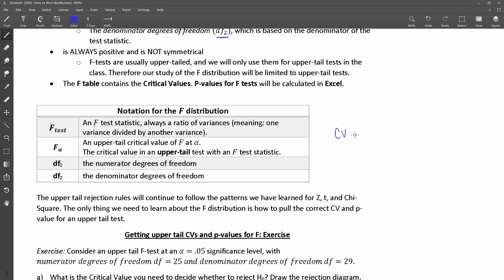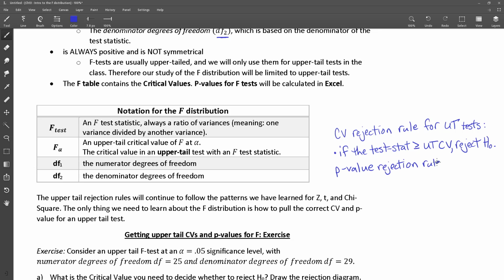For the CV approach, the rejection rule for upper tail tests is always this: if the test statistic is greater than or equal to the upper tail CV, reject H0. The p-value rejection rule for upper tail tests is this: if the upper tail p-value is less than or equal to alpha, reject H0.